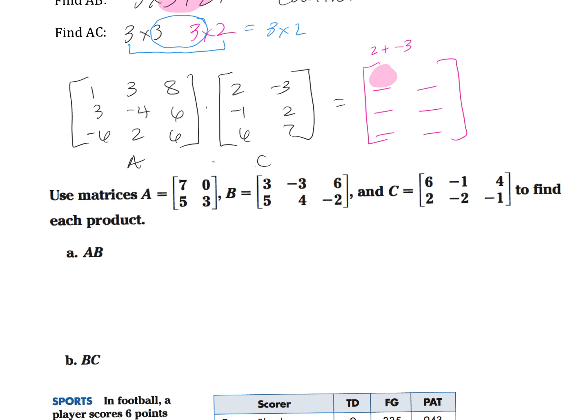And then finally, we're taking the top row times the right column. So the top row times the right column, I've got to move over one more again and move down. What is 8 times 6 going to get me? 48. So we got 2 minus 3 is negative 1 plus 48 is 47. And 47 goes in that blank.